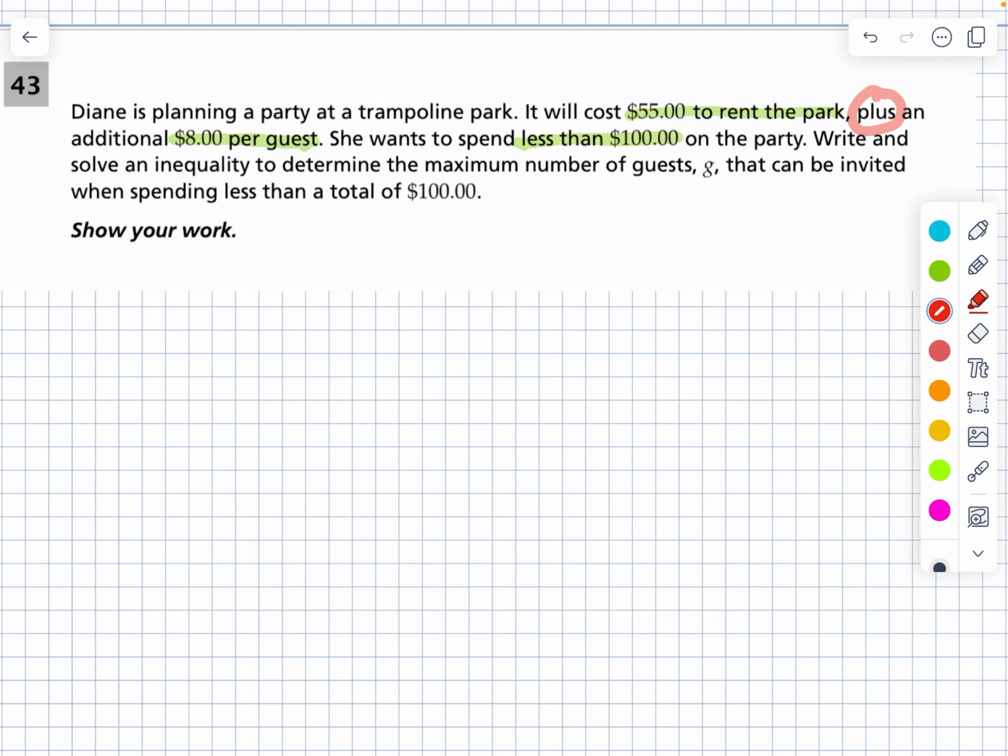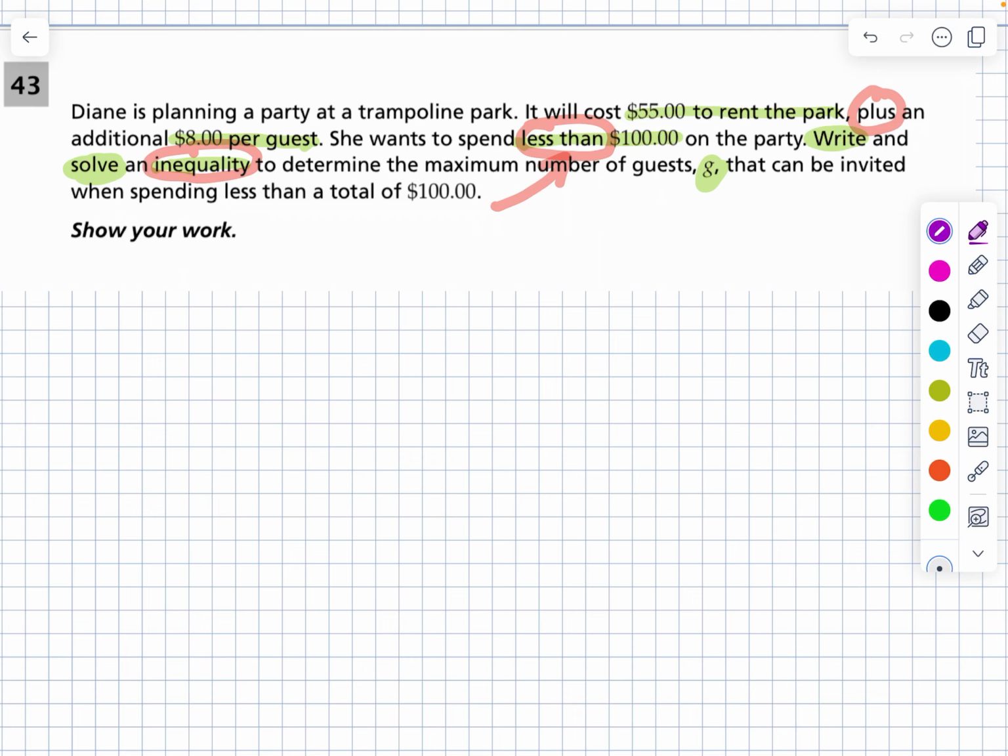Okay, so less than is a key phrase as well. And then they want us to write and solve, so two different things, an inequality to determine the number of guests, G. So we want to determine what this is. And I'm going to circle inequality. That can be invited when spending less than a total of $100, which we've already highlighted up here. So we are ready to get started.